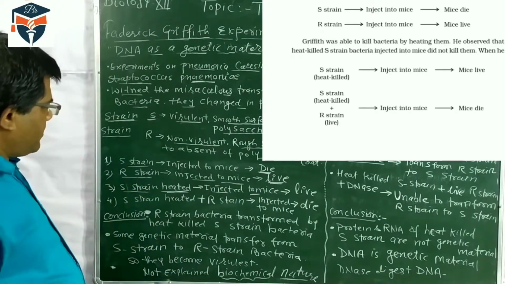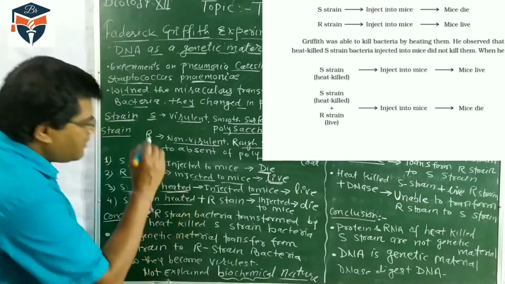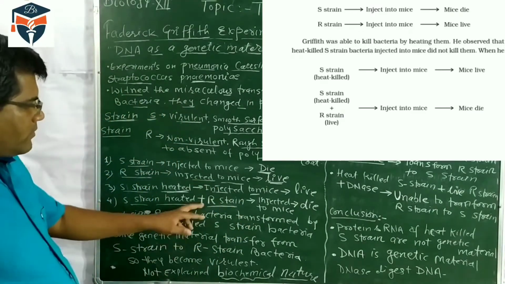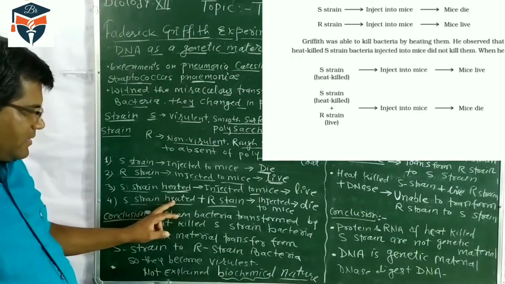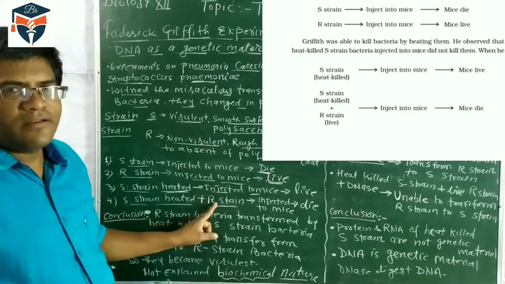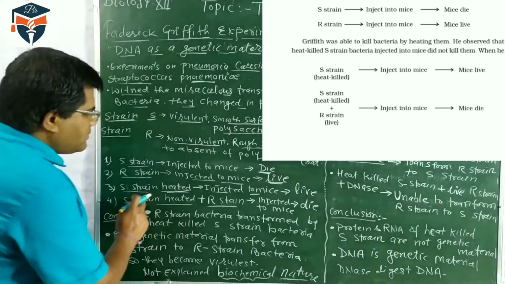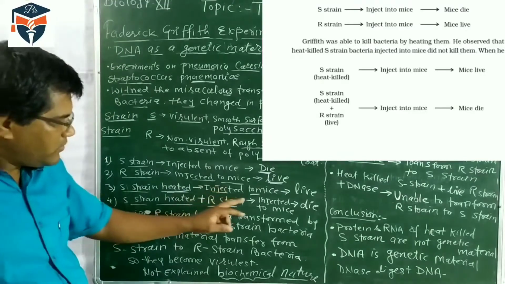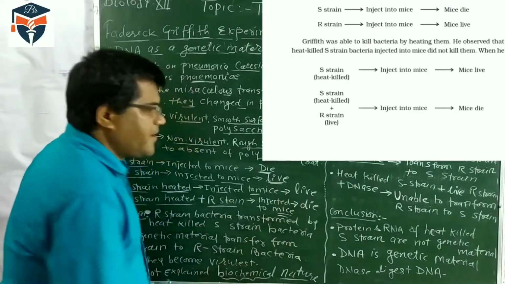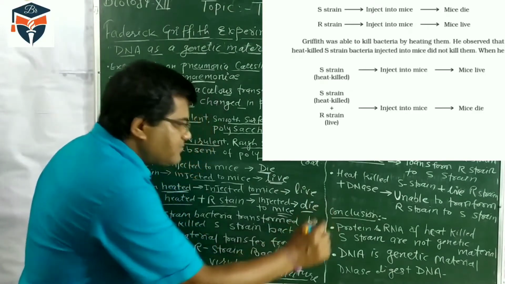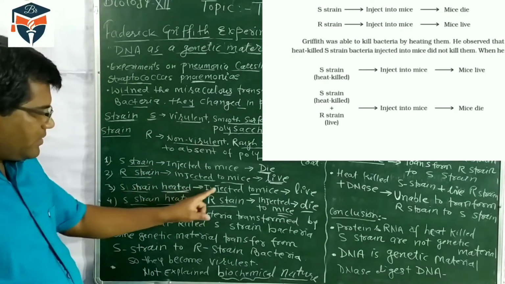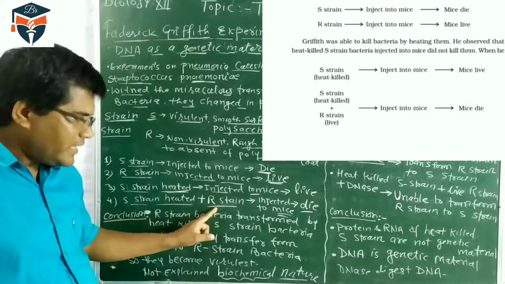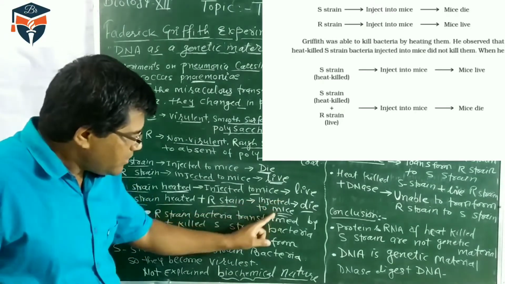But in the fourth experiment, the S strain is heated and mixed with the live R strain. The R strain is alive. Then this mixture of both, heated S strain plus R strain, is injected into the mice. What result came? Again the mice died. Heated S strain alone injected into mice, they live. But heated S strain mixed with the R strain, the rough strain, and injected, the mice died.